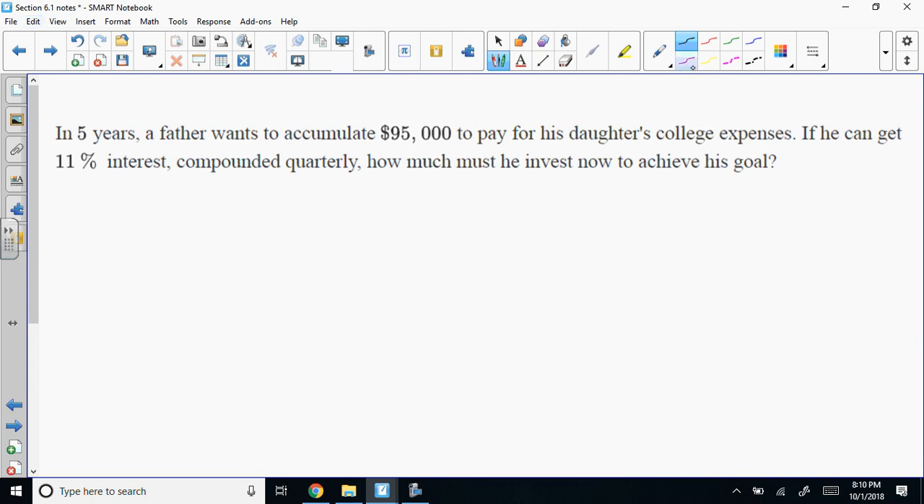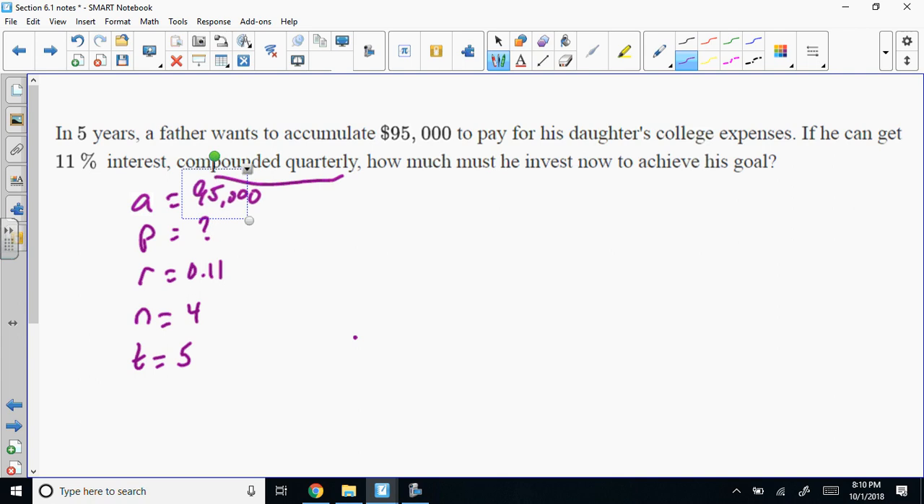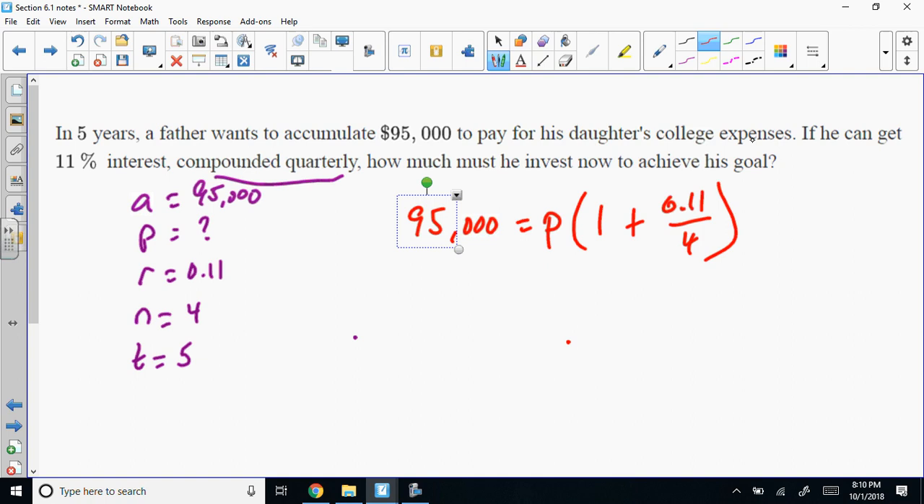It's a really good problem. APRNT, compounded quarterly. Now, we're trying to find out how much does he have to put in, right? 95,000 equals P times 1 plus 0.11 over 4, raised to 4 times 5, which is 20. Can I just go ahead and put the 20 there? I'll do it like that. 20 is 4 times 5.